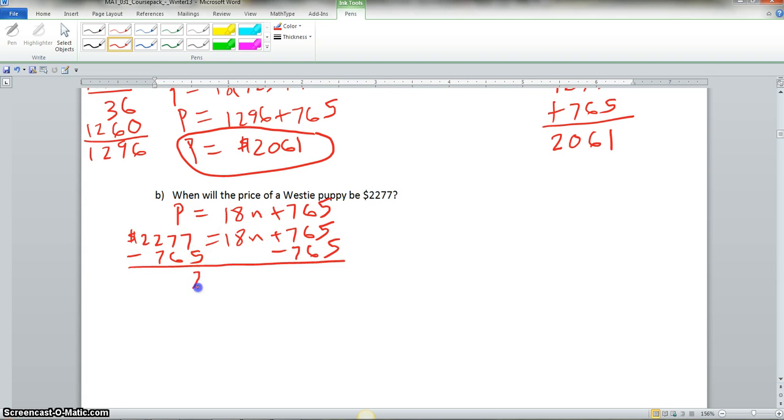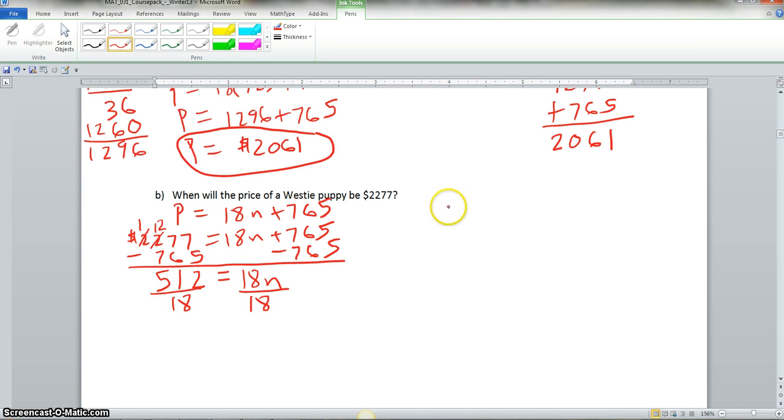Now, 7 minus 5 is 2. 7 minus 6 is 1. We cannot subtract 7 from 2, so we borrow 1 from this 2. And this 2 here becomes 12. 12 minus 7 is 5. So this is 512 is equal to 18N. Now we would divide each side by 18.